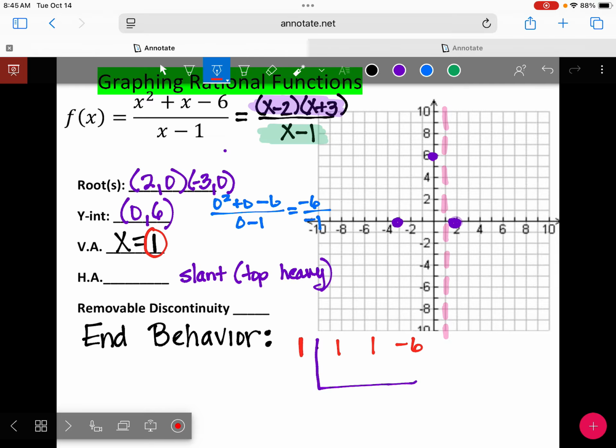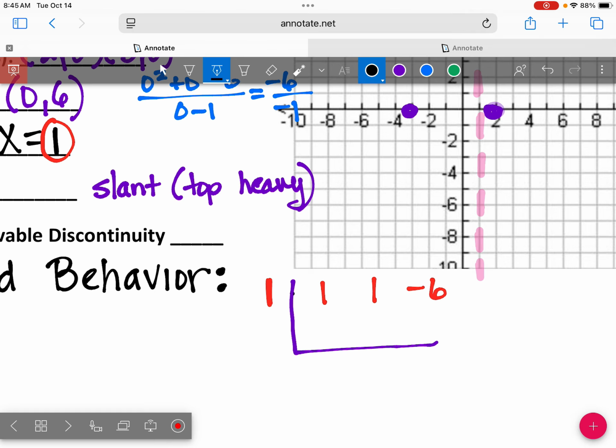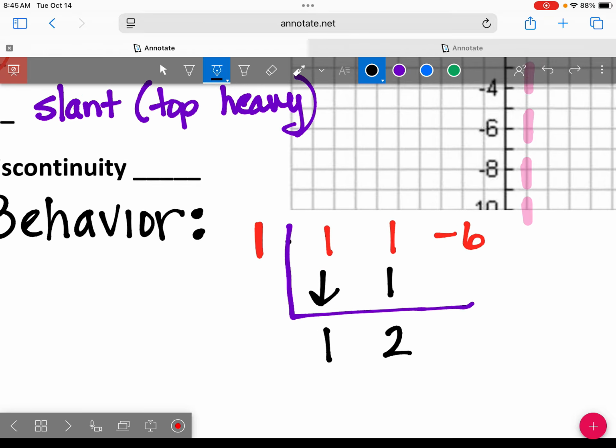Let's go ahead and do that. I'm going to drop down to 1. What else do we do? Who remembers? Multiply the 1 by the 1 and put that here. And then what do we do? Add. That's all you need. We don't care about this last number. That last number doesn't mean anything to us. So you can stop after you do the second one.